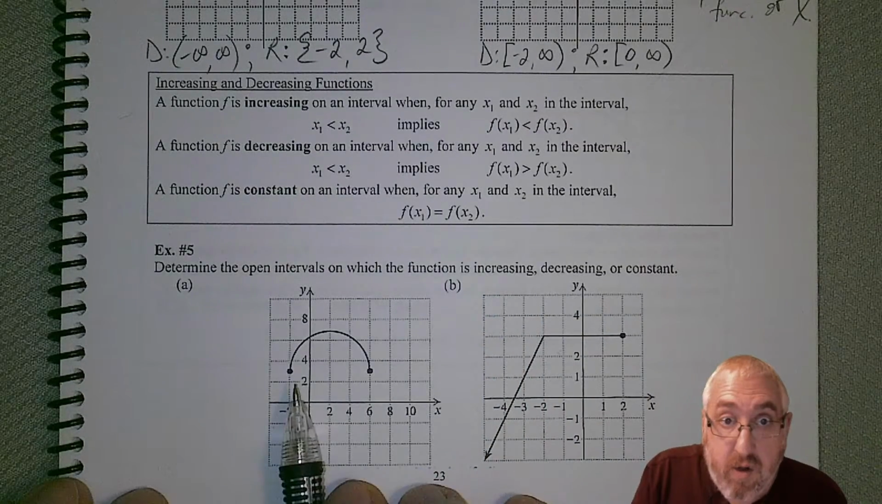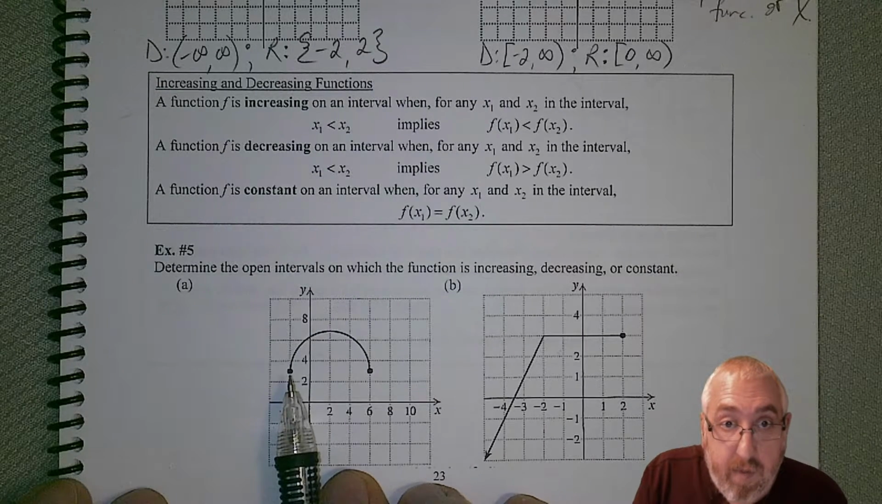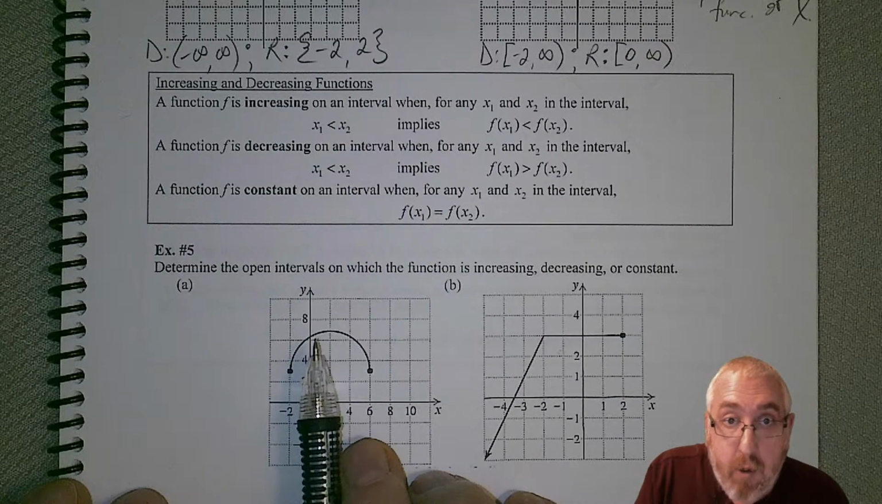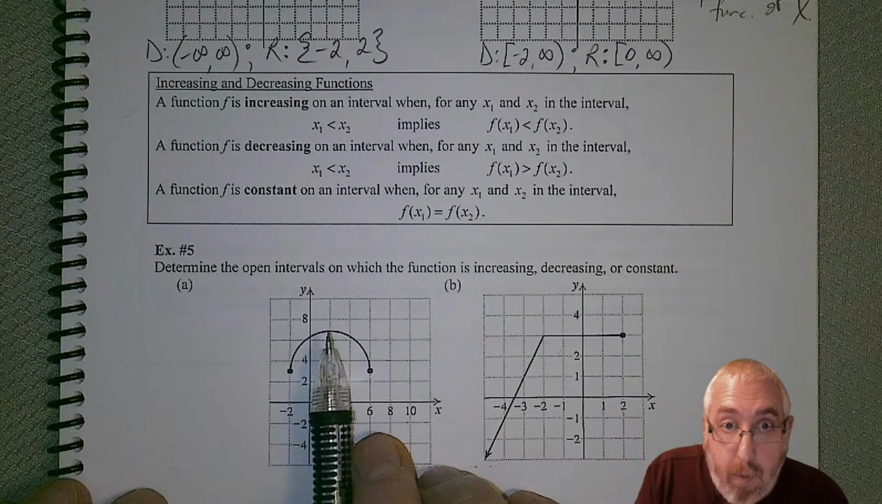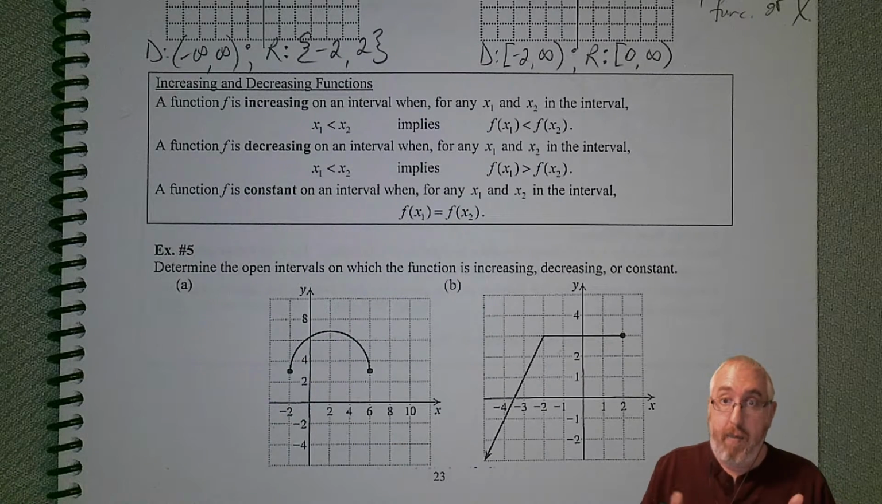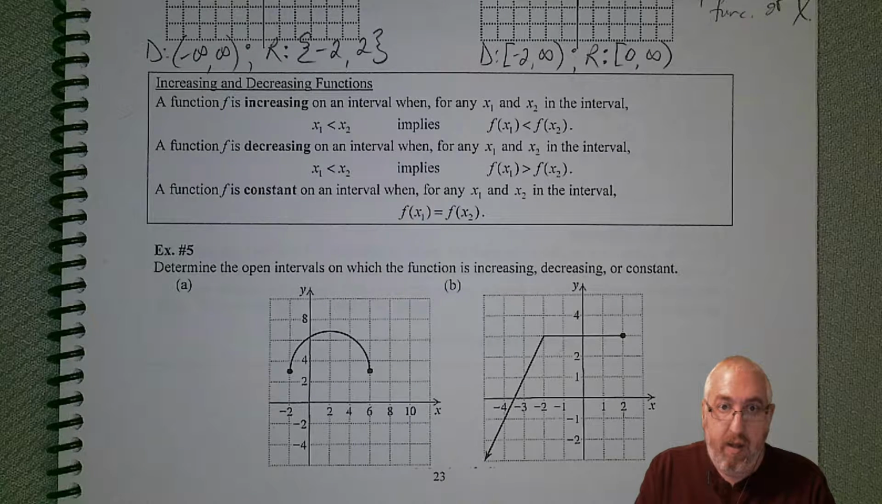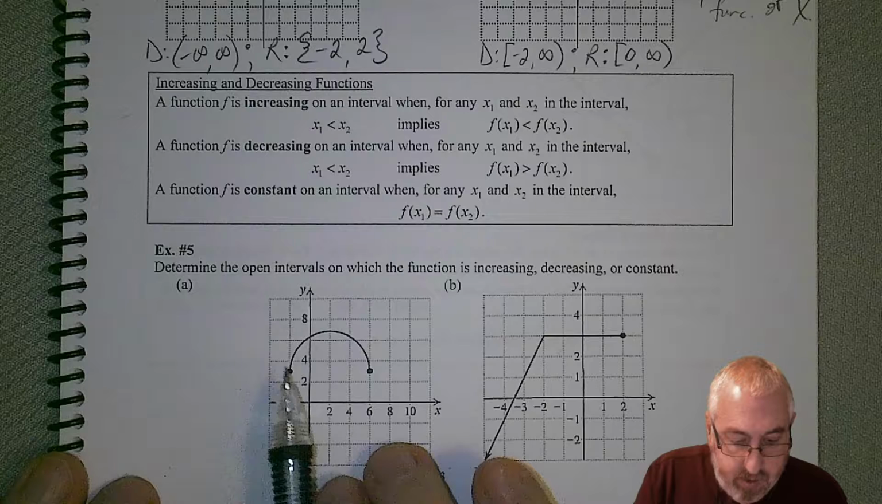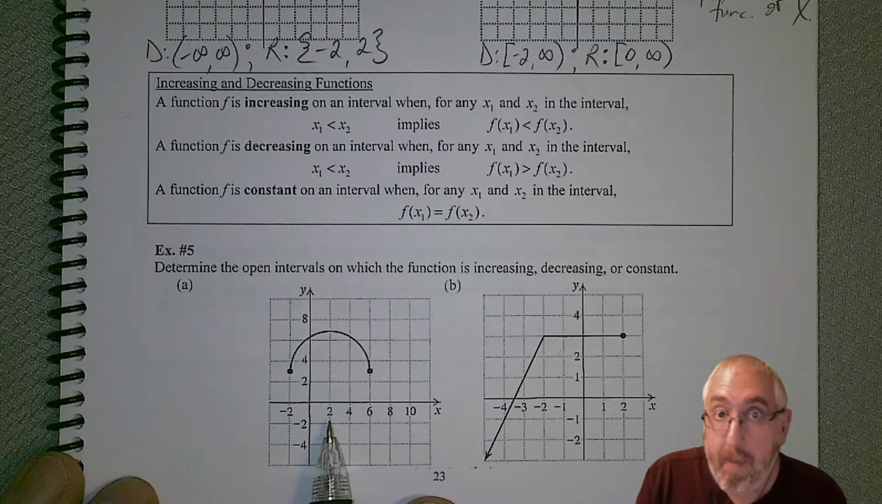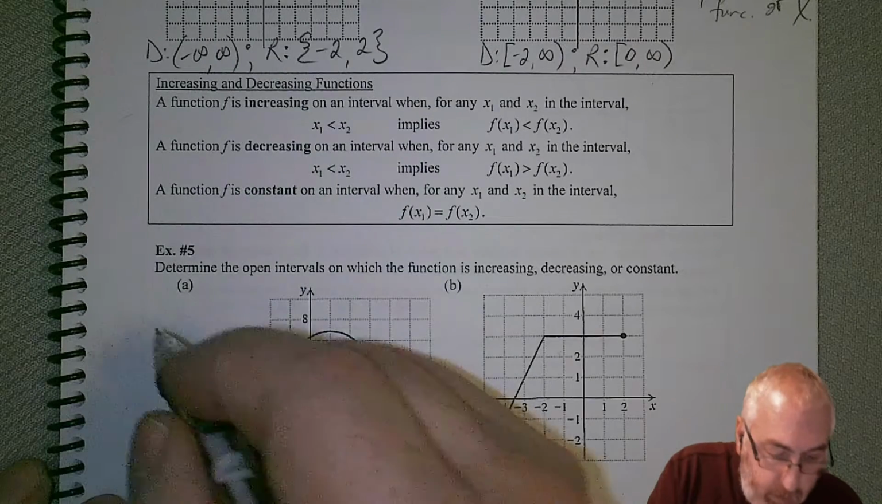So looking at this first one, you can see as we work from left to right, it is going uphill. And it keeps going uphill until it gets to this point right in the middle. Now, the important thing that we care about with increasing and decreasing is the x values, not the y values. So what x values is this function increasing on? And so starting at x equal to -2, it stops increasing when it gets to x equal to +2. So that's what we would write.